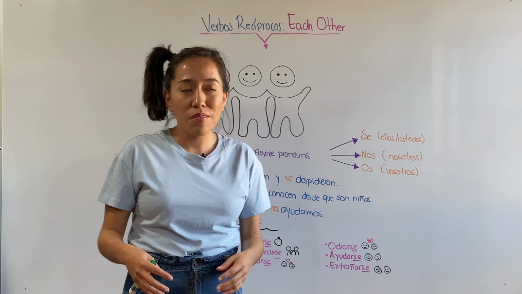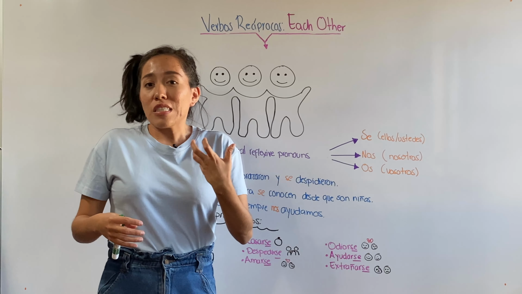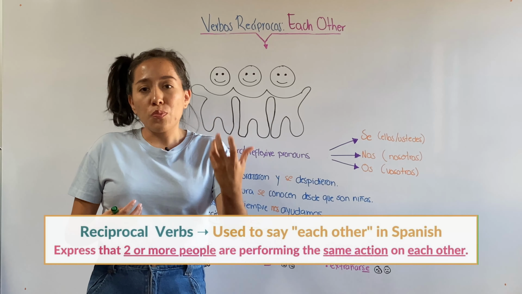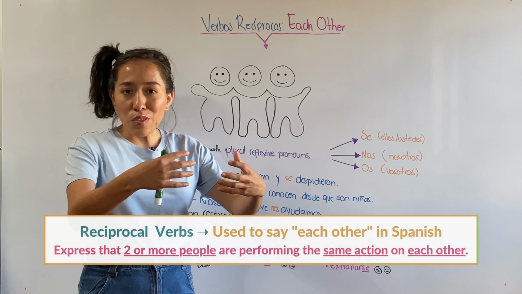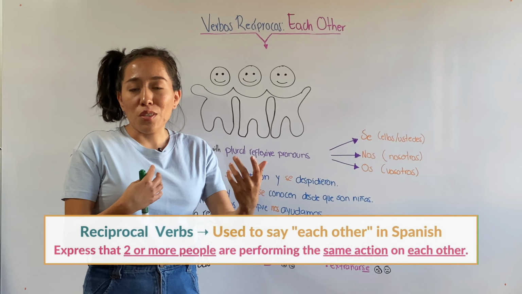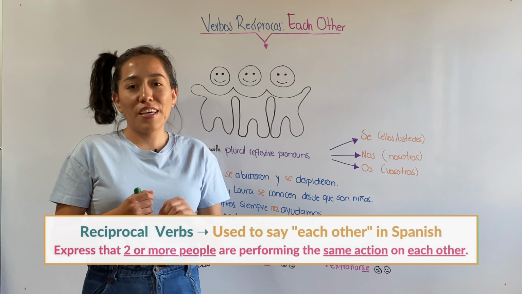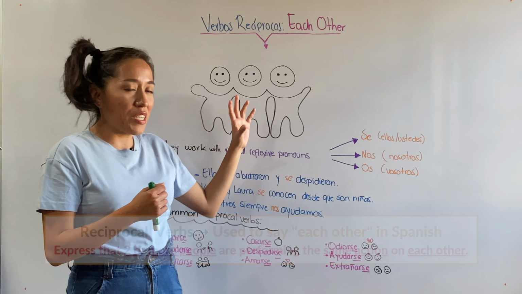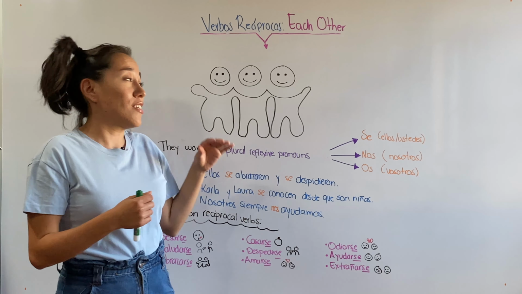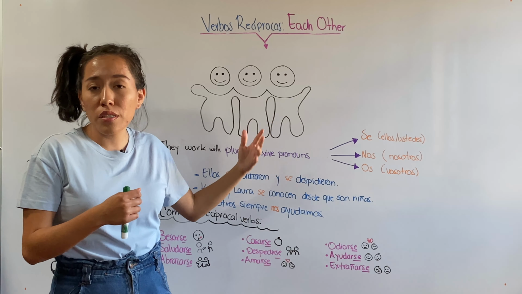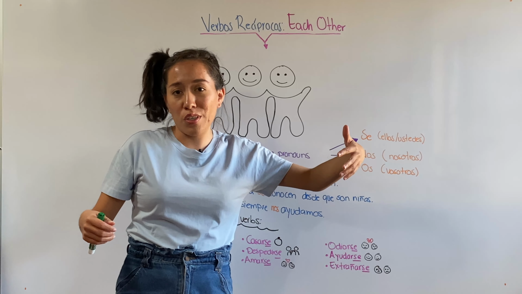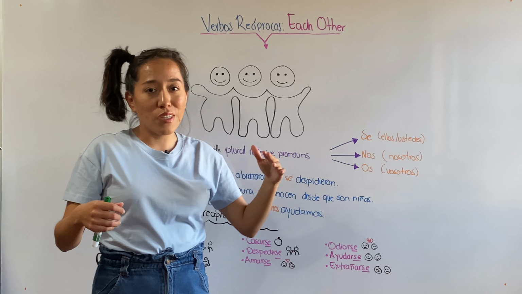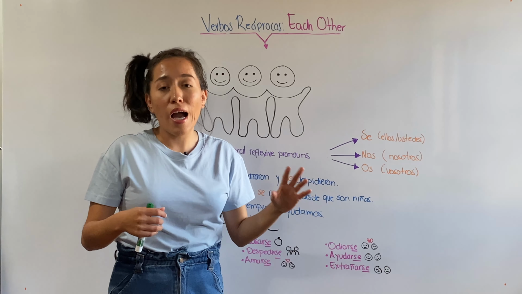So verbos recíprocos, reciprocal verbs, we use them to express that a group of people is performing the action on each other. They are reciprocating the action. So you have over here these three friends, and if you can appreciate my art, they are holding each other. They are performing, but they are also receiving the action. Okay? This is a reciprocal action.